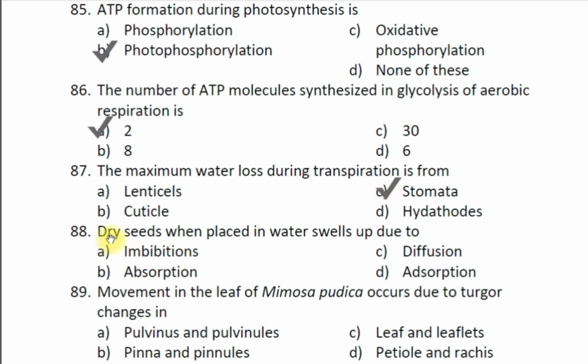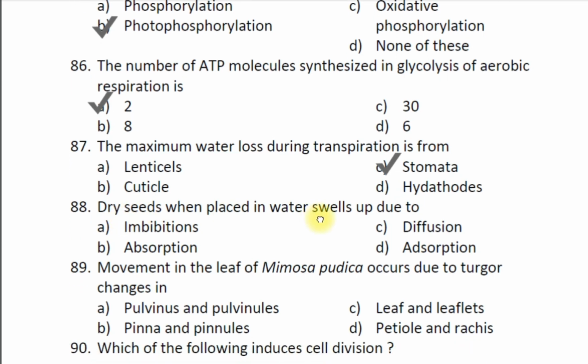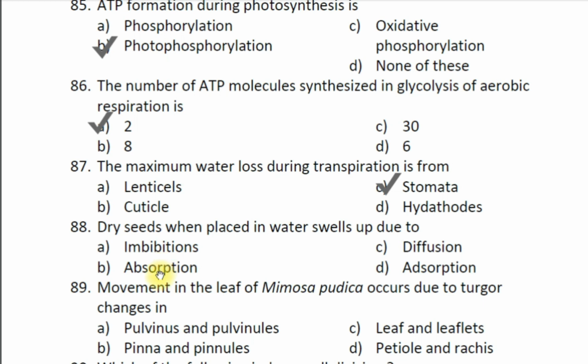Stomata. Question number 88. Dry seeds, when placed in water, swell up due to A. imbibition, B. absorption, C. diffusion, and D. adsorption. The correct option is imbibition, option A. Imbibition is the first phenomenon in seed germination. It is a passive physical process in which there is absorption of water by the dry surface of the seed.